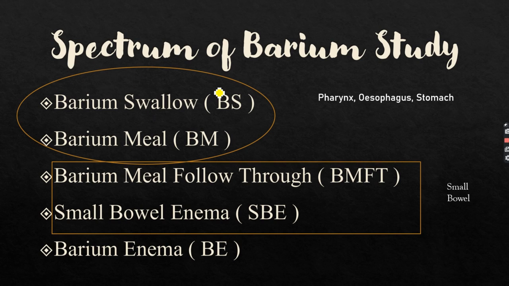Here you can see the spectrum of barium studies, again the common slide, which we have already covered in almost all the videos. We are taking this common slide, but very important, just to summarize what till now we have already covered. Whenever we are suspecting any pathology in the pharynx or esophagus or stomach, these are the two spectrum of barium studies available for us: barium swallow and barium meal. These two investigations are used whenever there is pathology in the pharynx, esophagus or stomach.